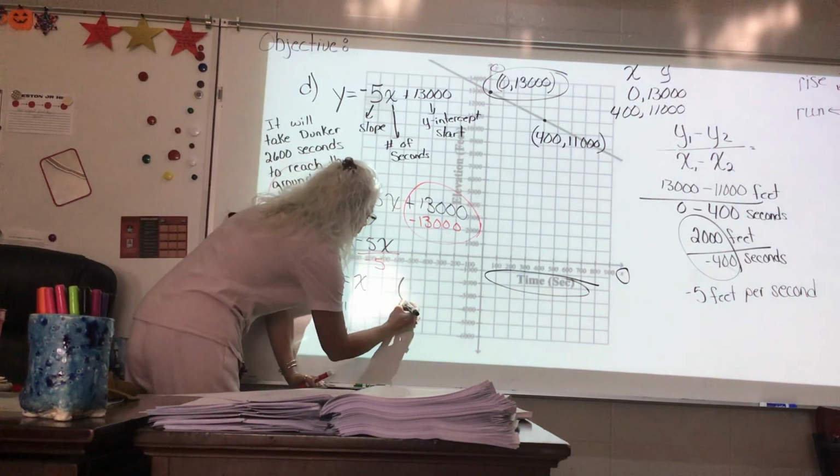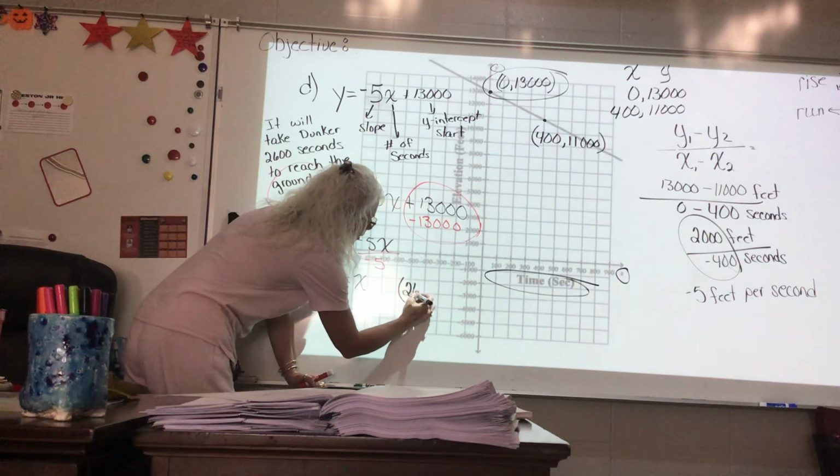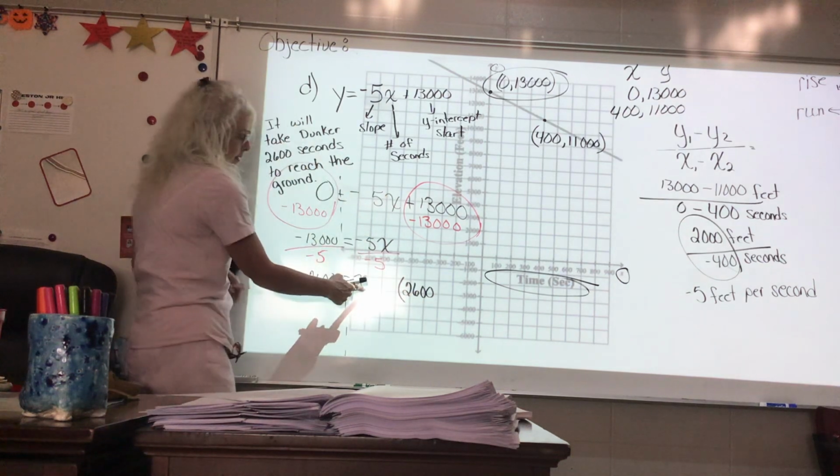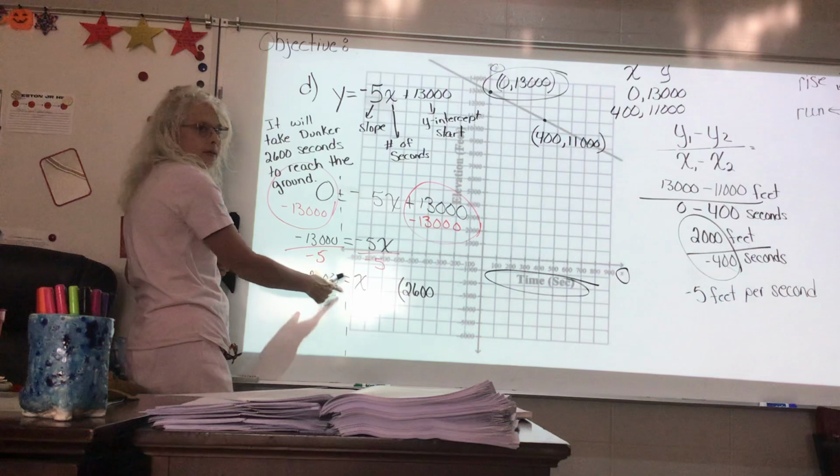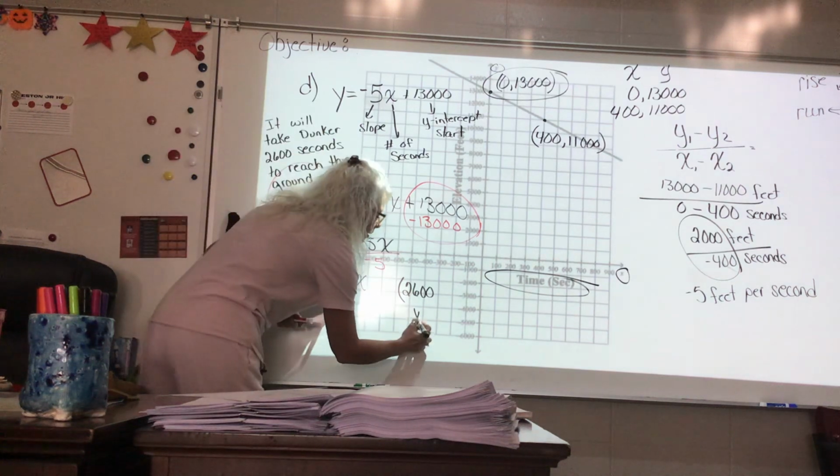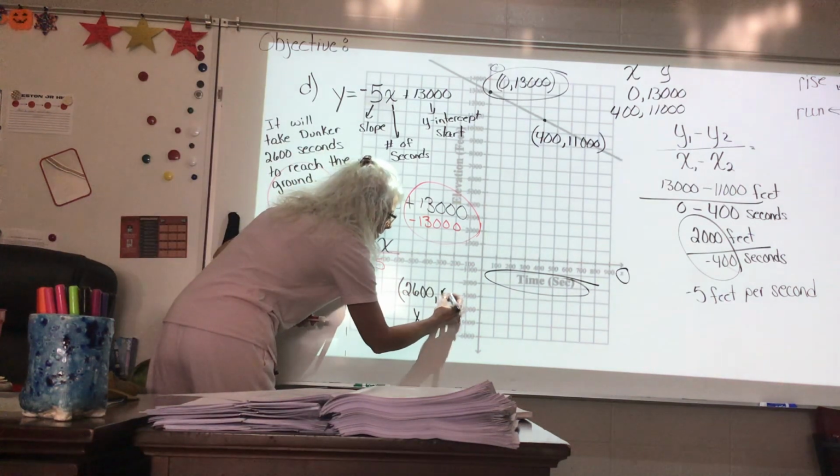To write this in an ordered pair, I would use 2,600 for my x, because this literally says 2,600 is x. And then my 0 is my y.